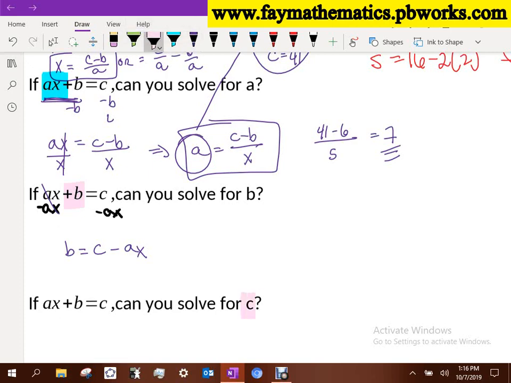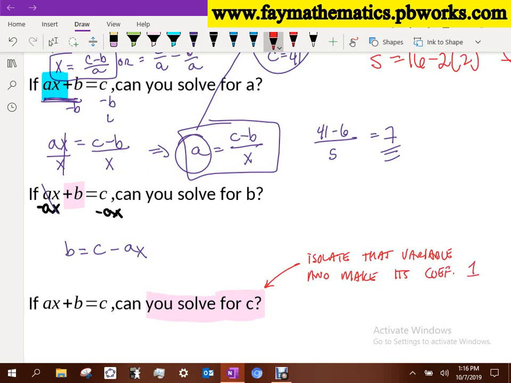You want to solve for C, right? So this phrase, whenever they ask you to solve for a variable, what that means to us, you might want to write this down. We're going to see this over and over and over throughout the rest of the year. Solve for a variable means isolate that variable and make its coefficient one.